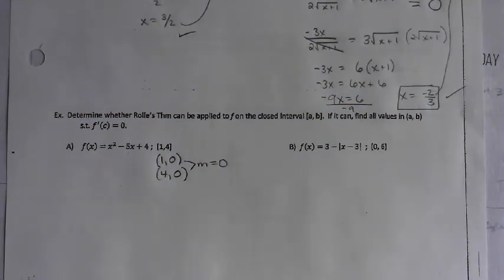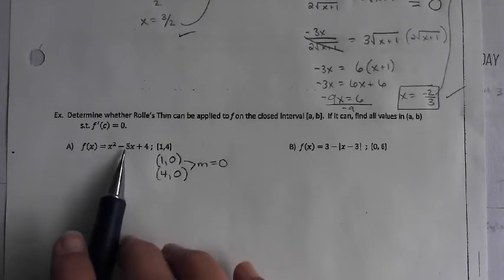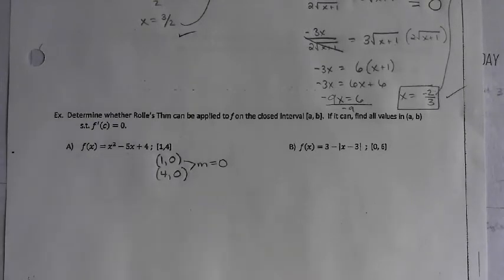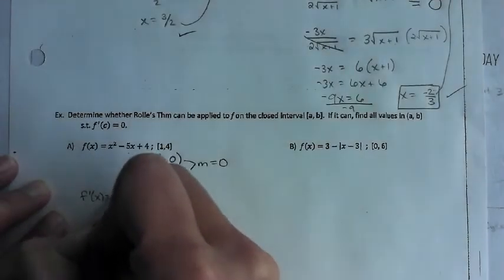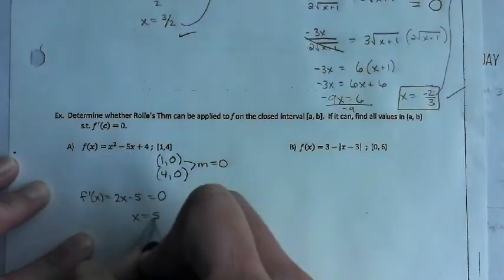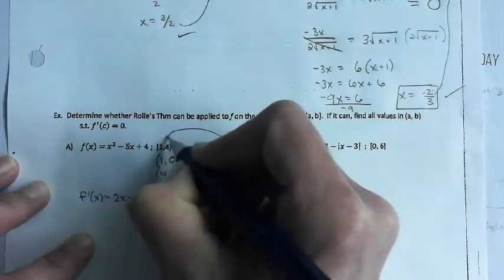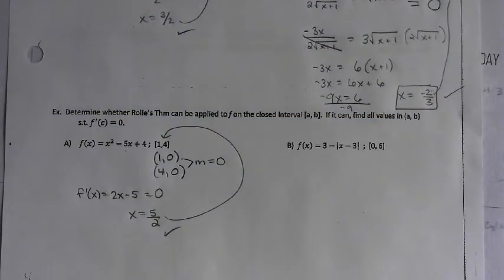So is it differentiable and continuous in that interval? Of course, because it's a quadratic. We've got the endpoints working out okay. Then find all the x values in the interval. So we're just going to take our derivative again and set it equal to 0. So x is going to equal 5/2, and just confirm that that's in your interval. Done. 2.5 is between 1 and 4.